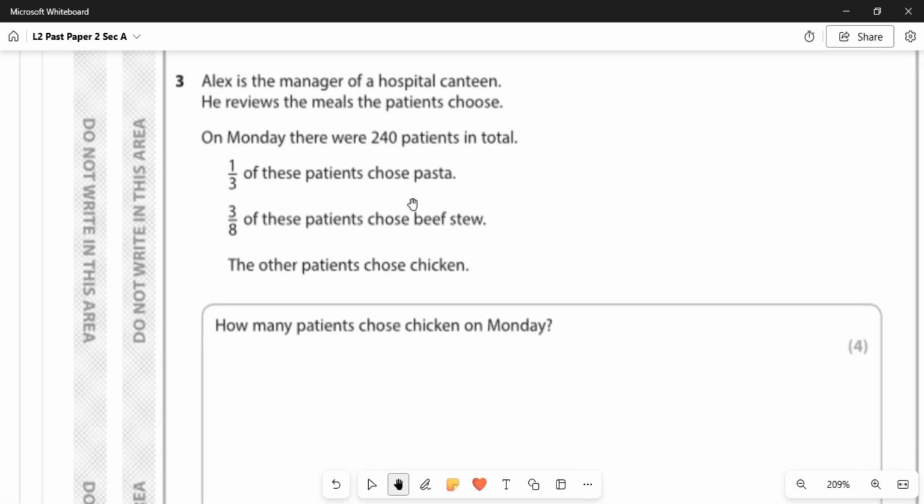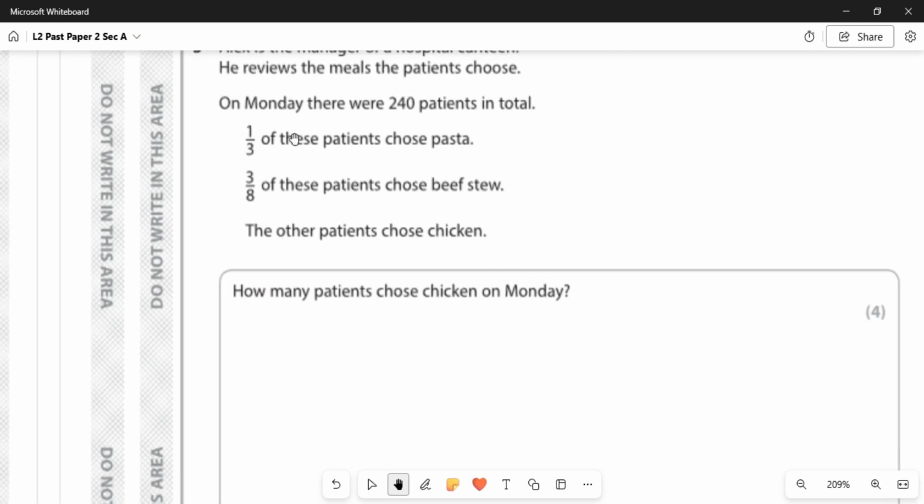So, let's break this down. So there's only going to be between pasta, beef stew, and chicken. So we've already got the fraction of how many chose pasta. We've got the fraction of how many chose beef stew. So if we can work out the fraction of the other patients who chose chicken, then once we have that as a fraction, we can work out the fraction of the amount and get our answer. So these fractions are different. Let me put it this way. Let's put pasta here.